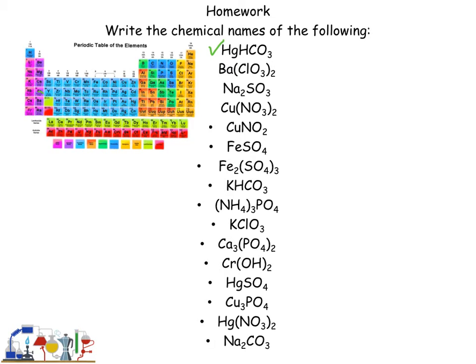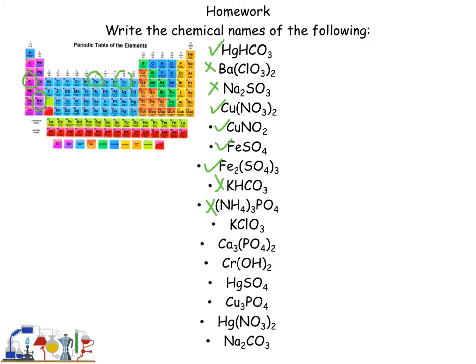Barium is over here. It's in group 2, so no stock notation. Sodium, no stock notation. Copper is here in the transition, so it will need stock notation. Copper's in the transitions. Iron's in the transitions. Potassium is over here in group 1. We won't need stock notation there. Ammonium is a polyatomic ion.